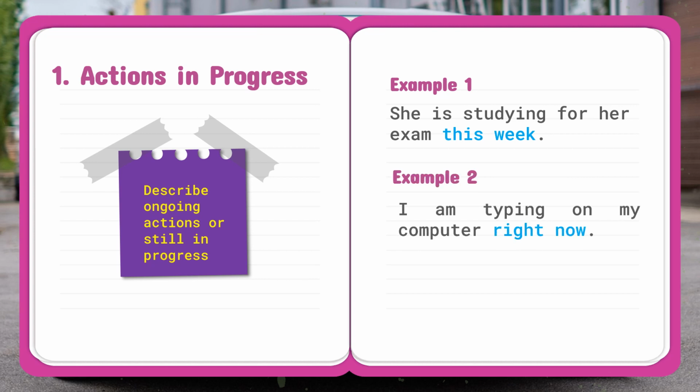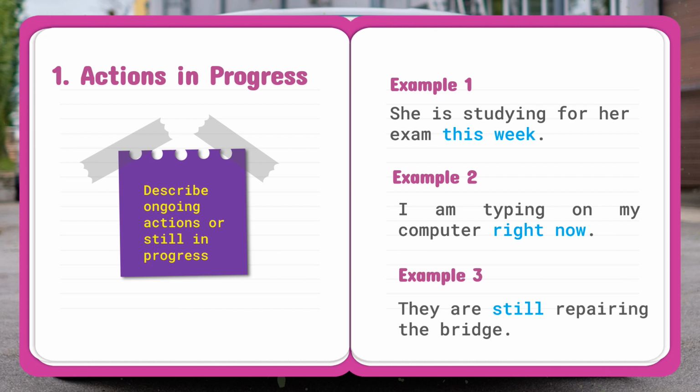Number 2. I am typing on my computer right now. Okay, what are you doing now? Typing on my computer. So the action is still in progress. And number 3. They are still repairing the bridge. Have they finished repairing the bridge or are they still repairing it? Still repairing. So the action is continuous. Okay, cool.